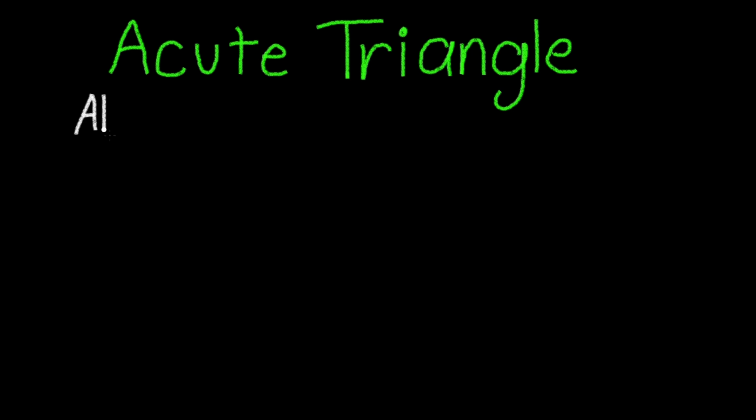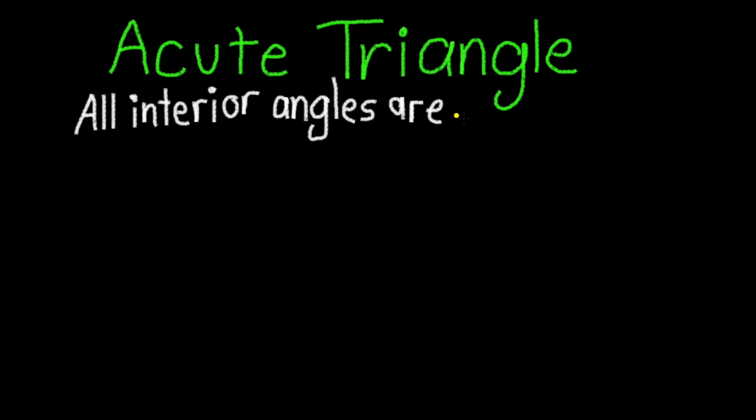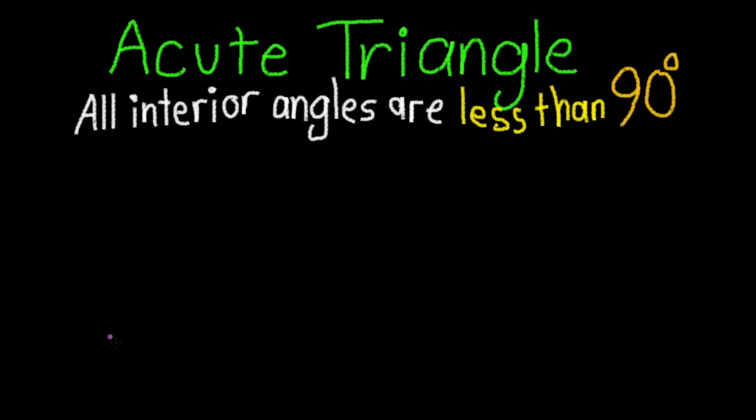Now, an acute triangle must have three acute interior angles, and an acute angle is basically an angle that is less than 90 degrees. So, a triangle in which all three interior angles are less than 90 degrees is called an acute triangle. Here is an example.